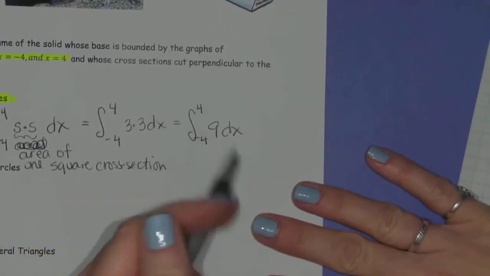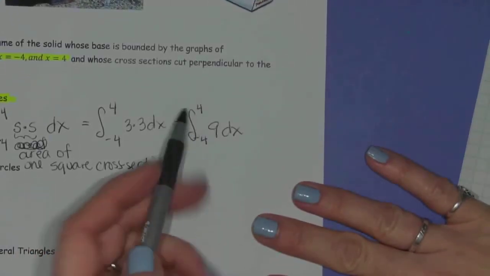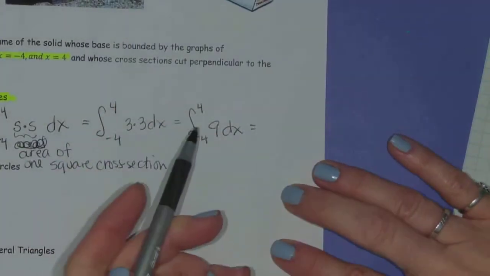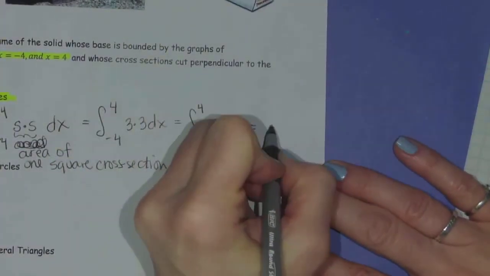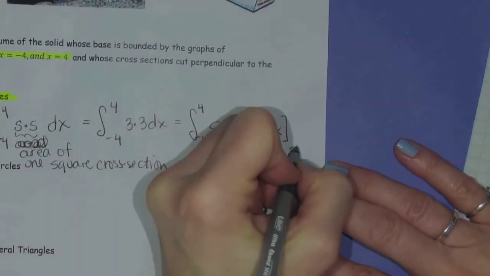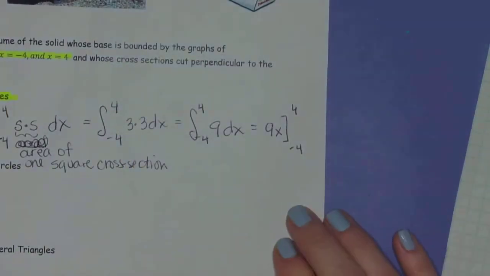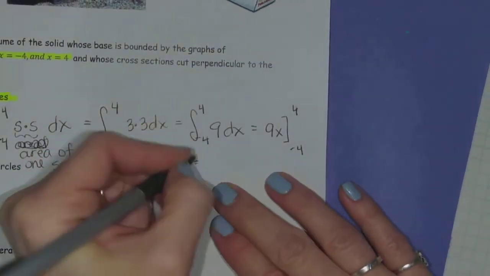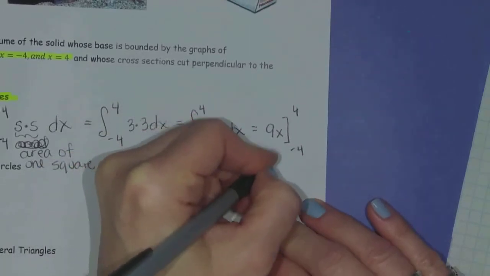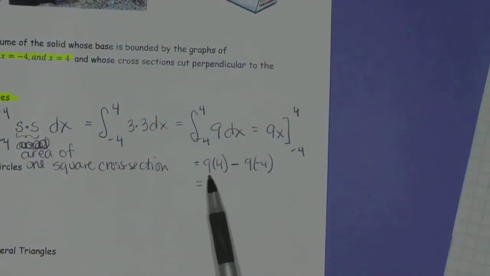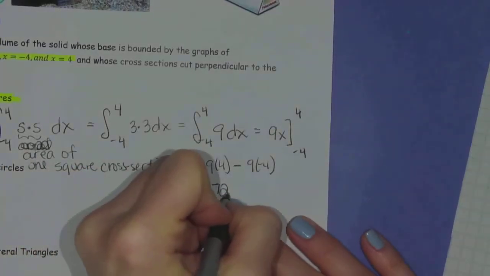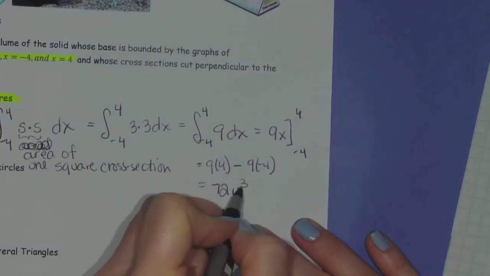And I can either plug it in my calculator with Math 9, or I can run a quick fundamental theorem. This one's pretty easy. Why don't I do this one by hand? So the antiderivative would be 9x, and I'm going from -4 to 4. And then if I plug in my upper bound, I have 9 times 4 minus 9 times -4. So that's going to be 36 plus 36, which is 72 units cubed as my volume.